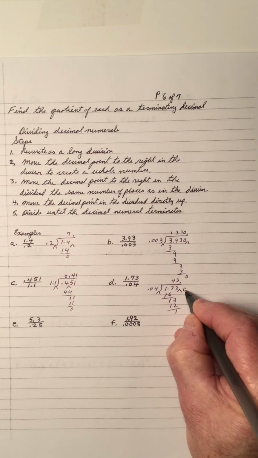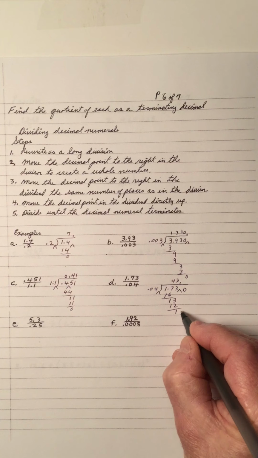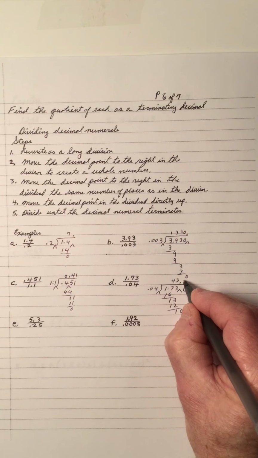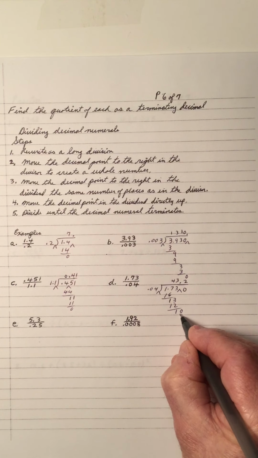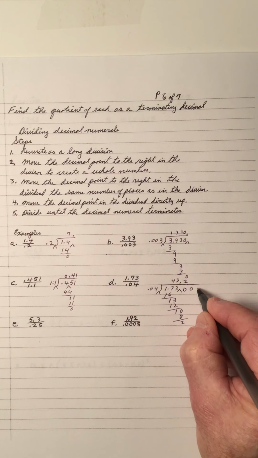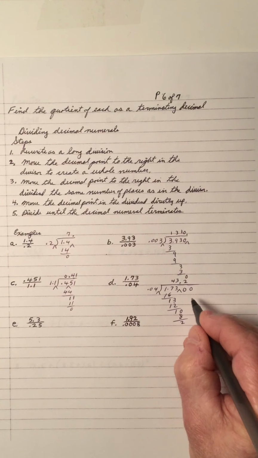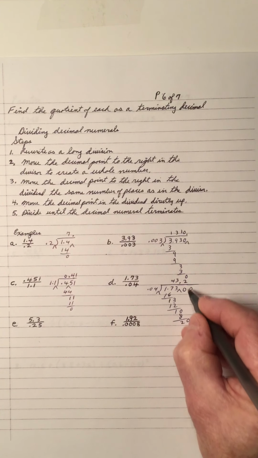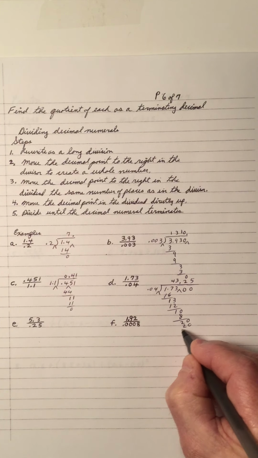Now you got to keep going because you got to terminate. Bring down a 0. So 4 into 10 goes 2 times. 2 fours make 8. Subtract and I get a 2. Bring down another 0. I keep putting zeros on and bring them down until the term stops. Bring down your 0. 4 into 20 goes 5. Gives me 20 and it stops.